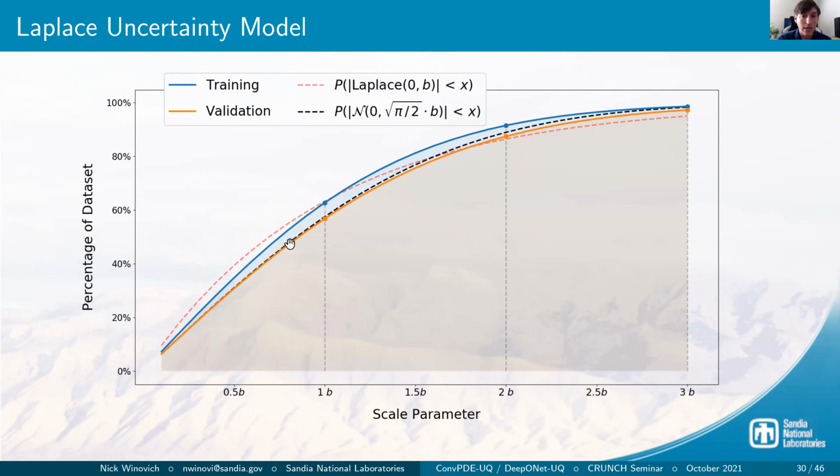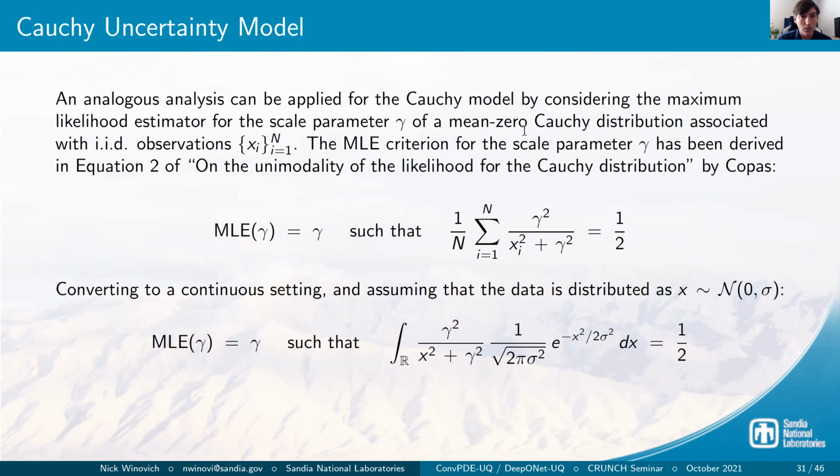But the problem is the true data, the blue and the orange, are not distributed as a Laplace. So we need to readjust or rescale. And if we rescale by that maximum likelihood estimator, we actually get this black curve, which again coincides right in between the training and validation data. And this same procedure can be shown in the context of the Cauchy model. You have to do a little bit of optimization just to get the estimate.